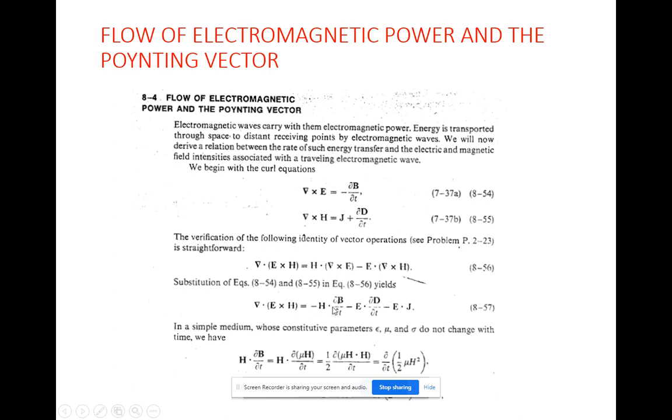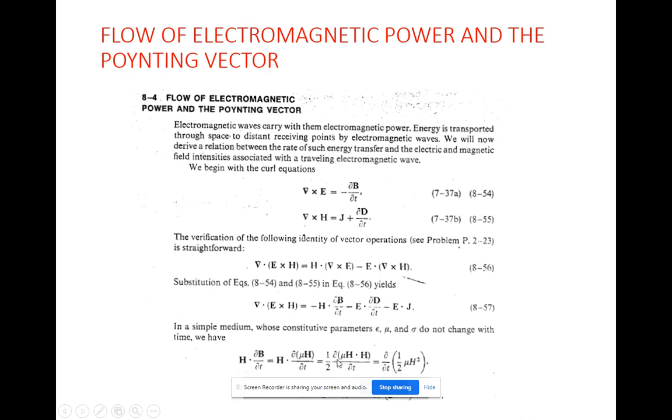So what will happen? H dot dou B by dou t can be written as H dot dou by dou t of mu H. Instead of B, you replace the value mu H. I think you all remember this formula, B equal to mu H. And then we write the H as two halves, and two halves will be equal to 1. In that manner, you write it.